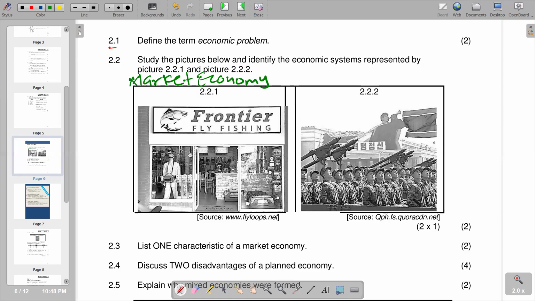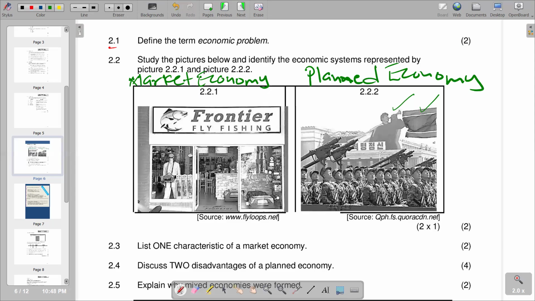Then we go to 2.2.2, where we see an overseer on top, a flag, and guns indicating that this is the army. The one on top acting as an overseer is obviously the government, and with the army involved, it means the government is in control. So when resources are owned by the government, we call it a planned economy. This is what we have in terms of the first picture and the second picture.